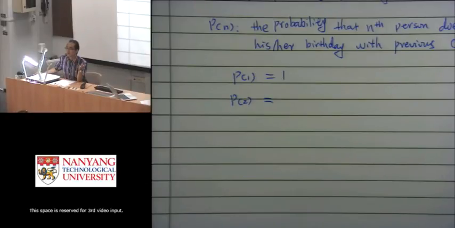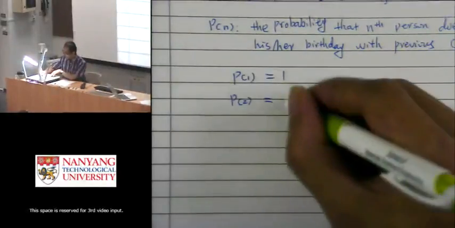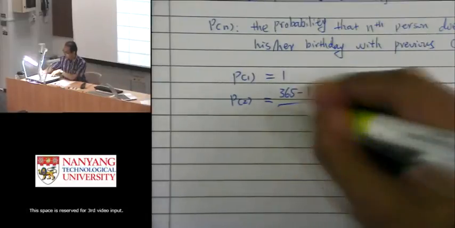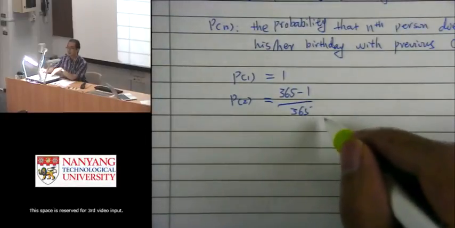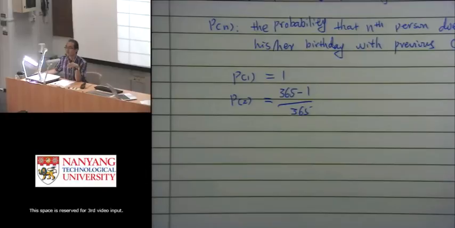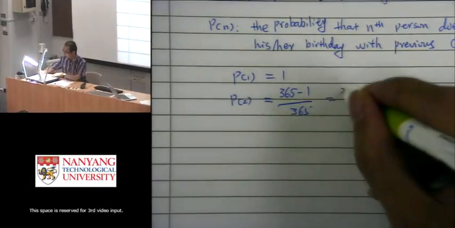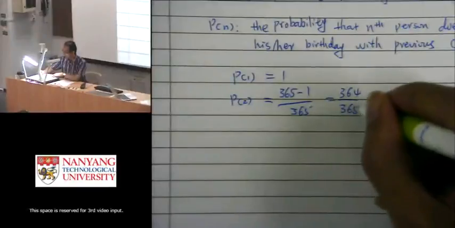The total days is 365. The first one occupied 1. So the rest is 364. So this person gets 364 over 365 to have a different birthday, right? We assume that every day is equal. The first one just occupies 1. The rest is 364, right? So it equals 364 divided by 365.